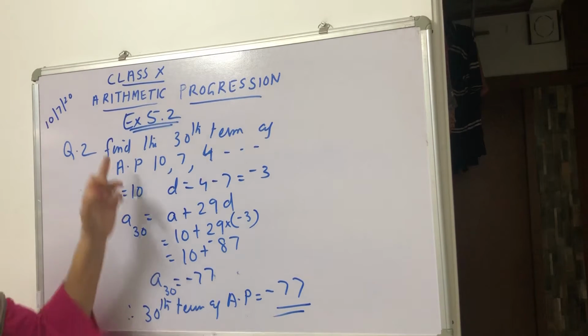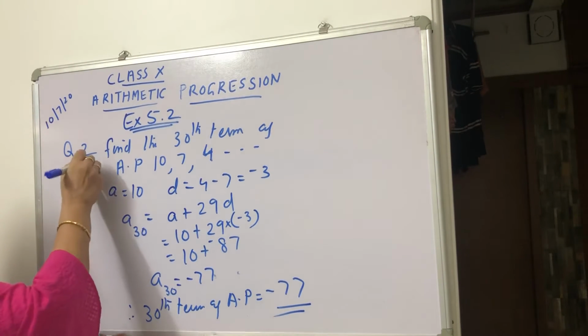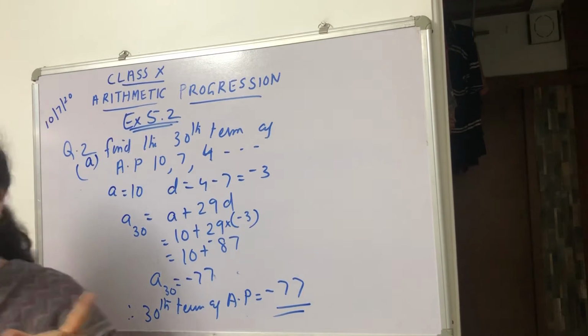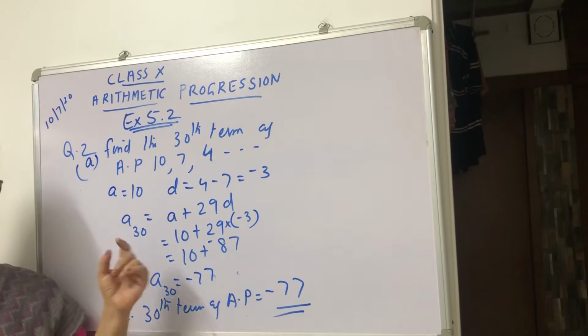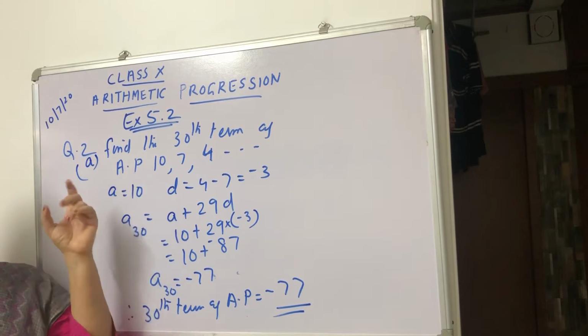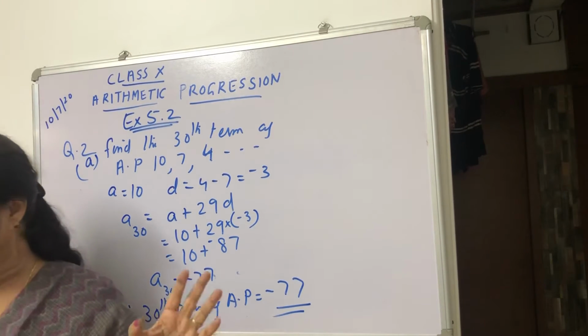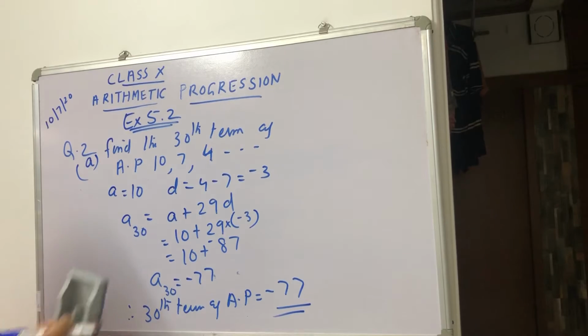There is a second part. This is part A. There is a B part. In B you have to find the 11th term. 11th term, you know, is a plus 10d. So you have to do that as homework.